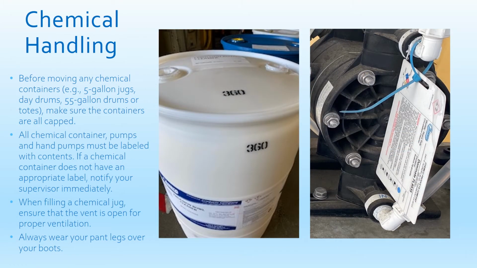More chemical handling tips. Before moving any chemical containers, for example 5-gallon jugs, day drums, 55-gallon drums, or totes, make sure the containers are capped. All chemical container pumps and hand pumps must be labeled with contents. If a chemical container does not have an appropriate label, notify your supervisor immediately. When filling a chemical jug, ensure that the vent is open for proper ventilation. And of course, always wear your pant legs over your boots.